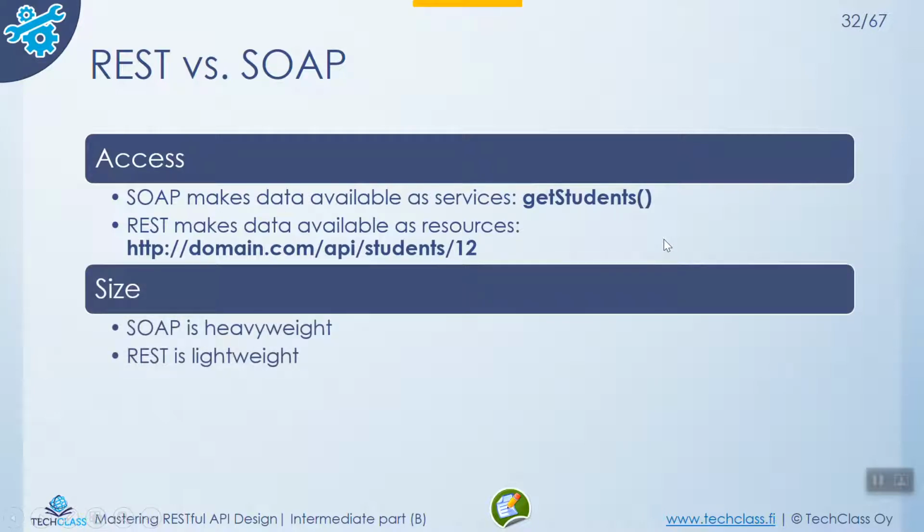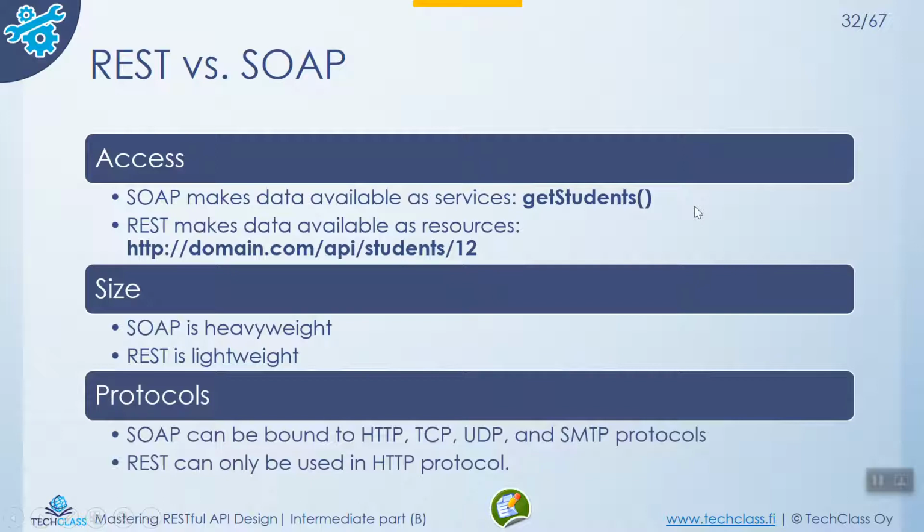And then we call SOAP heavyweight and REST lightweight, much smaller with the bandwidth and this kind of stuff. We can also bind SOAP to HTTP, TCP, UDP, and SMTP protocols. But we can only use REST over the HTTP protocol, because the infrastructure of HTTP is the reason we benefit from the REST API style. There's no way we can have this functionality on SMTP, which is a mail protocol, or the other ones.